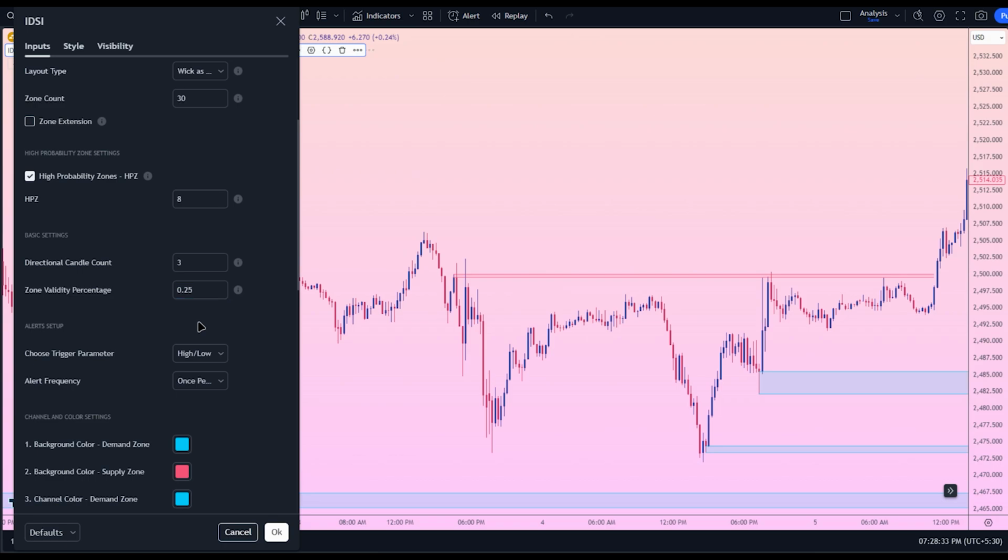After a demand zone forms, the indicator will check for consecutive bullish candles and verify if they've moved at least 0.25%. If they have, the demand zone is validated. Similarly, it works in reverse for a supply zone with consecutive bearish candles. These settings help fine-tune how zones are identified and validated, so adjusting them can really enhance your trading precision.